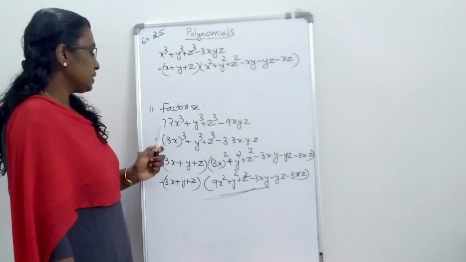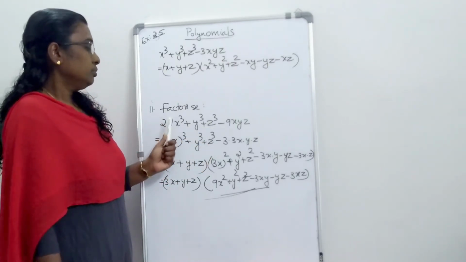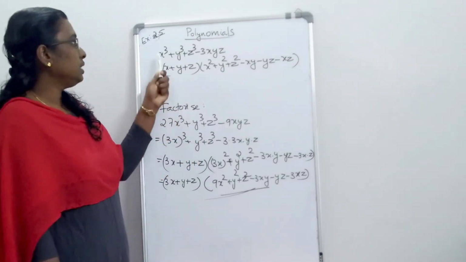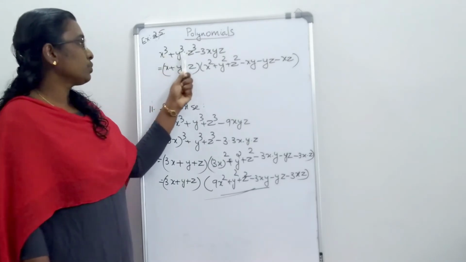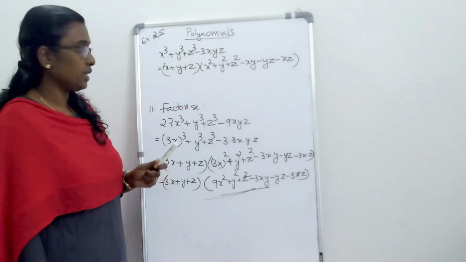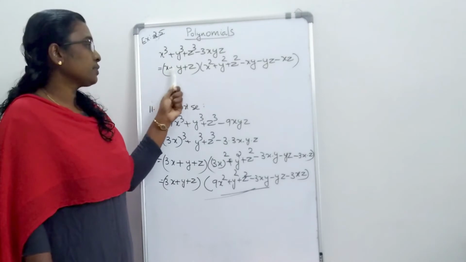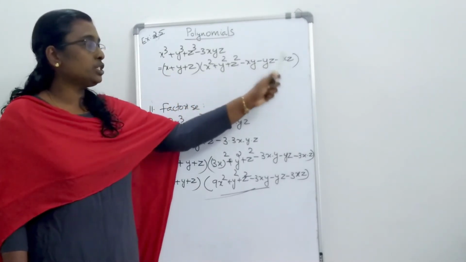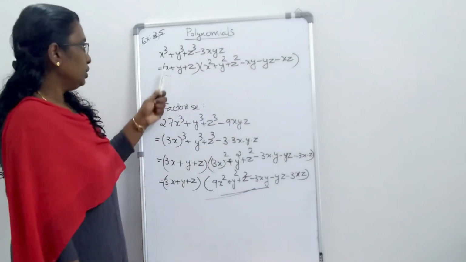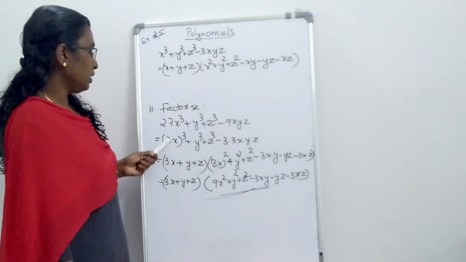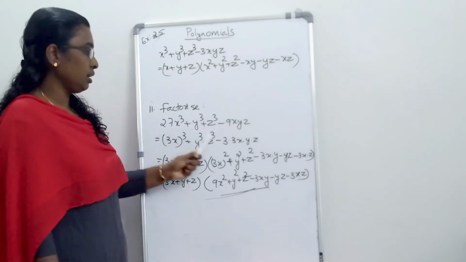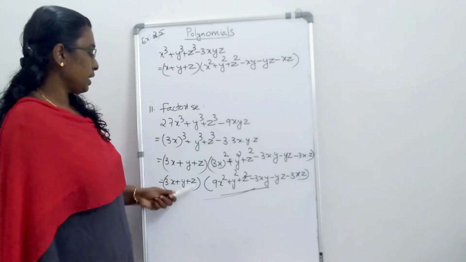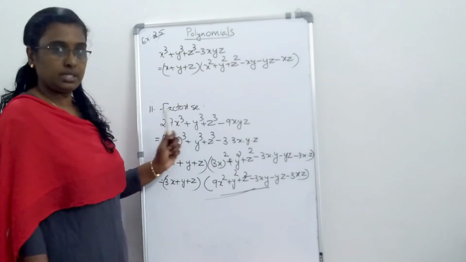Okay? Listen here. For factorizing this expression, you should remember this identity. x cube plus y cube plus z cube minus 3xyz is x plus y plus z into x square plus y square plus z square minus xy minus yz minus xz. So we substitute these values here. In place of x we substitute 3x, y and z. We get the factors like this. Okay? These are the factors of this expression.